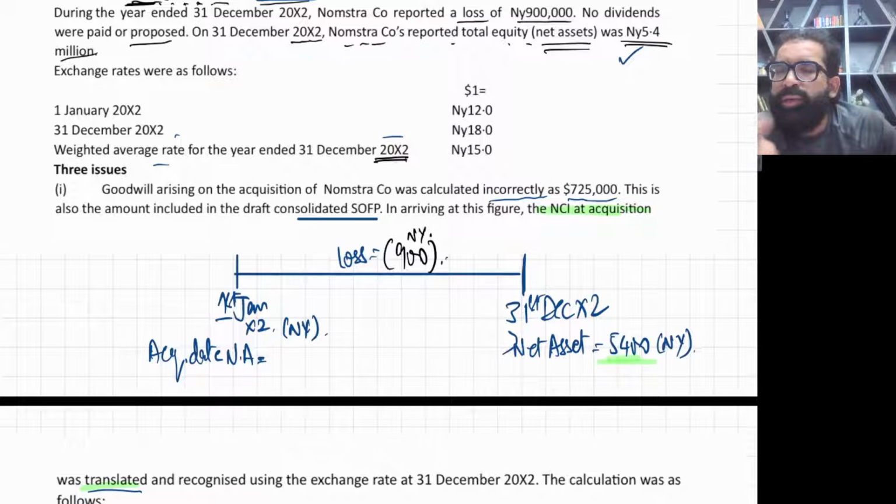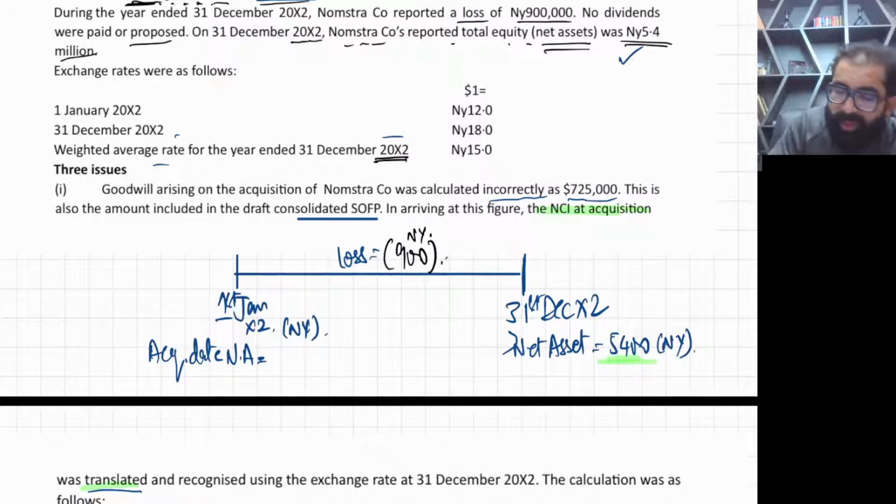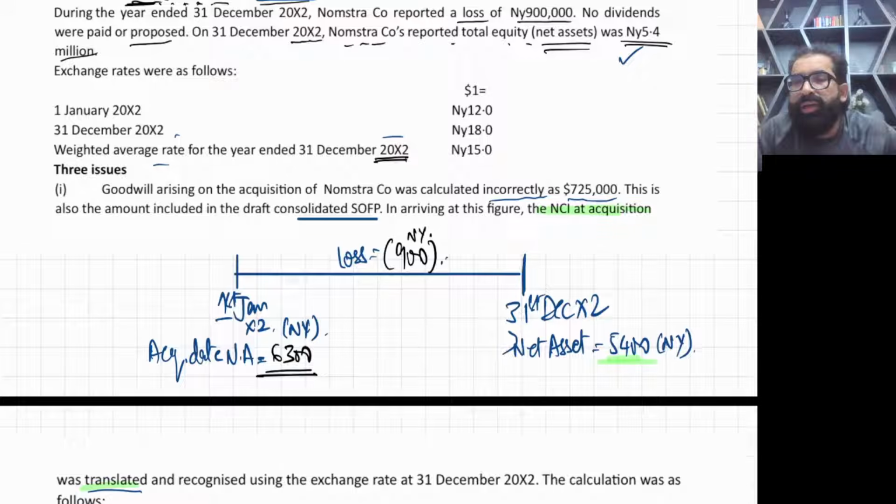So if I do reverse working, if I go from year end to the year start, I need to add these two. 5400 plus 900 is 6300. So this is my acquisition date net assets.